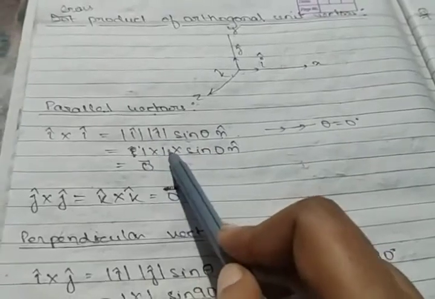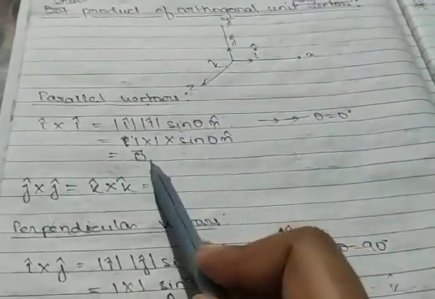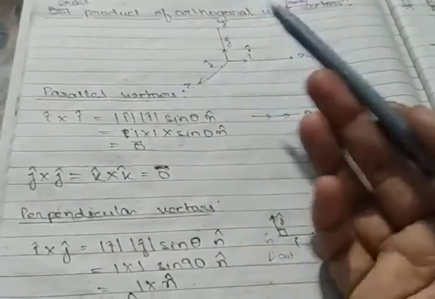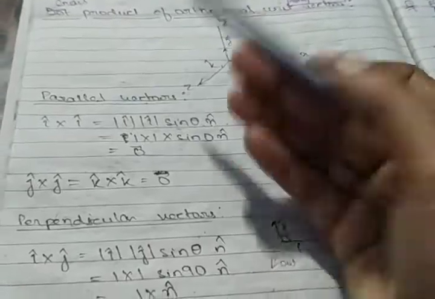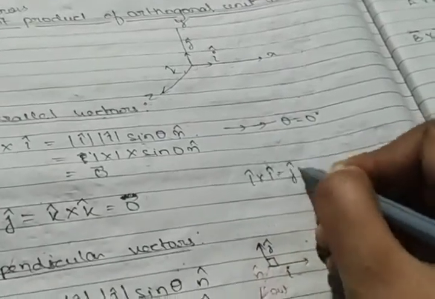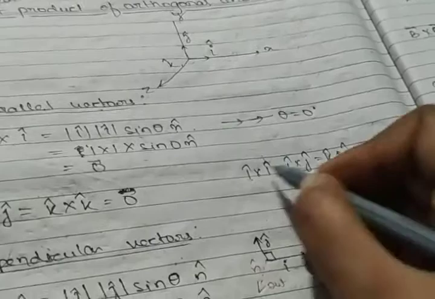So i cross i, sine theta, what is the angle? Theta is 0, sine 0 is 0. So in the same way, if I take k cross k, 0. If I take j cross j, 0. So here we get a very important result, that is i cross i is equal to j cross j is equal to k cross k, which is equal to 0.